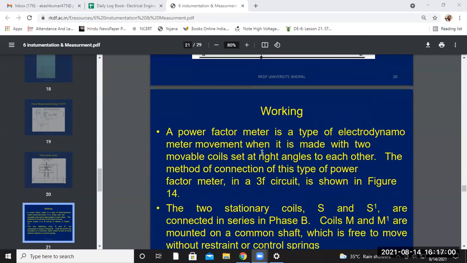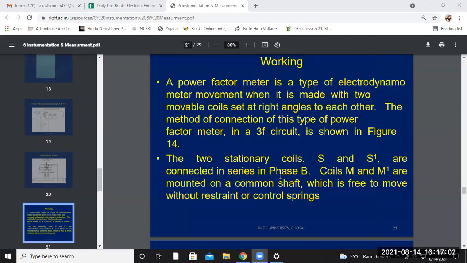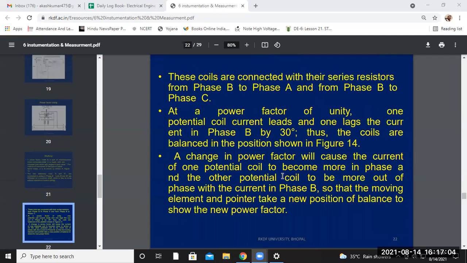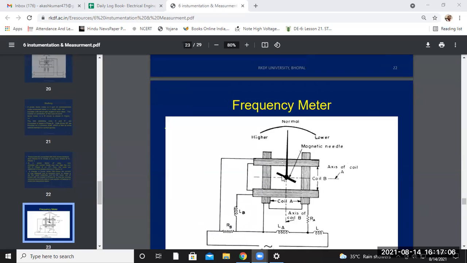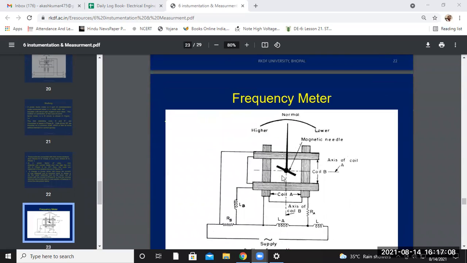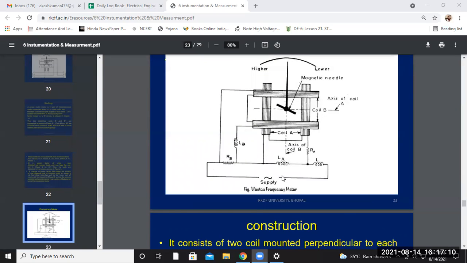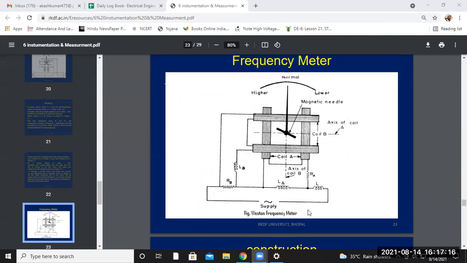Now the power factor meter of the electromagnetic type. This is the construction part we had discussed. This is the frequency meter, which, as you can see, is used to measure the frequency of the machine. The circuit diagram is given here.